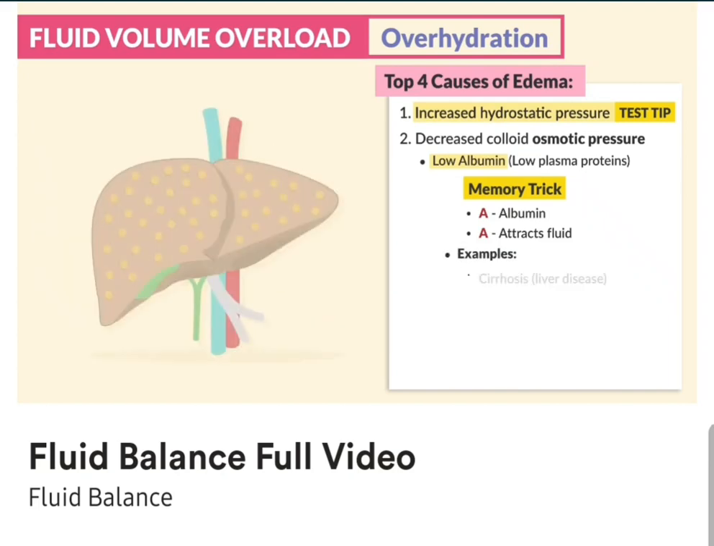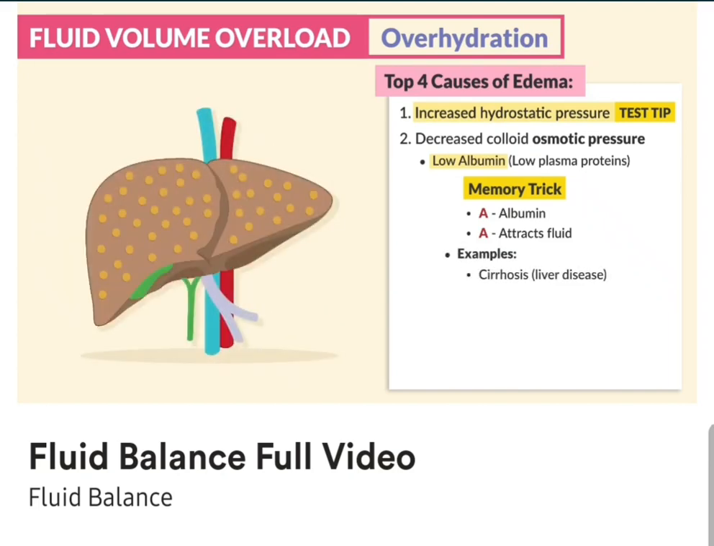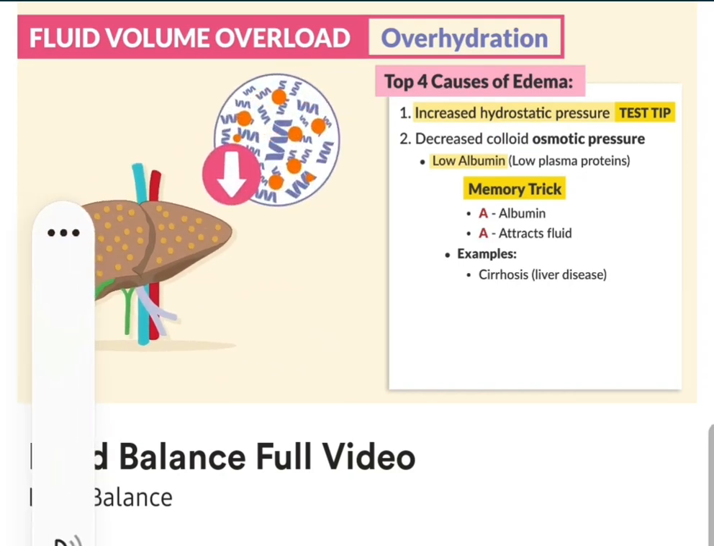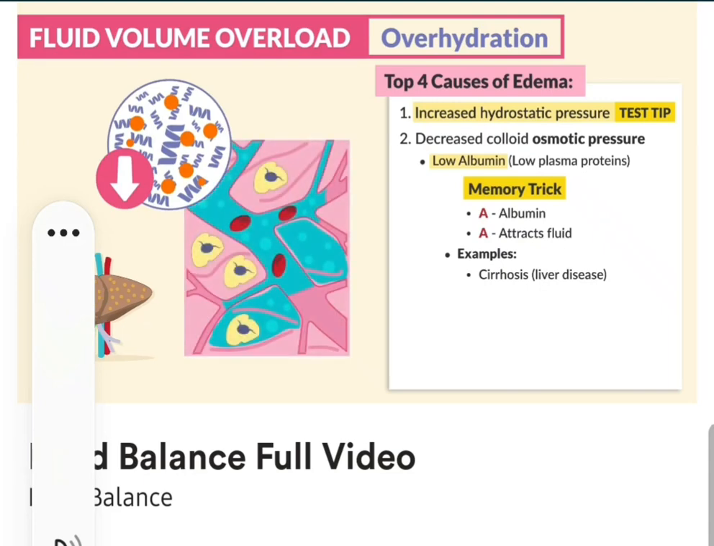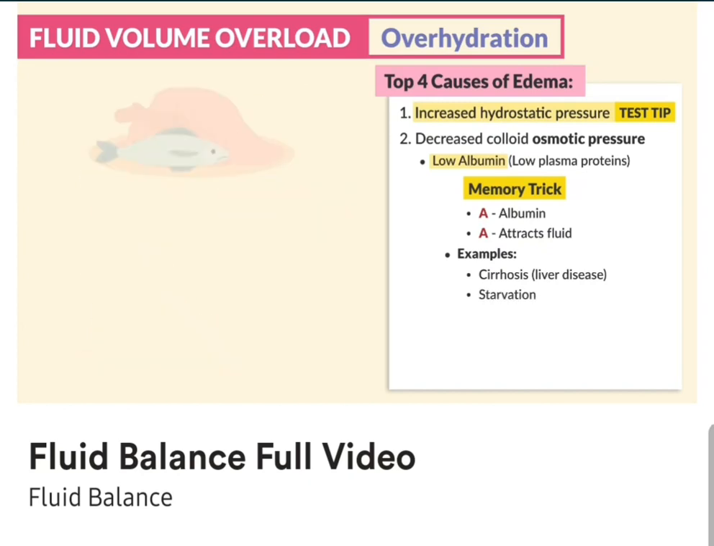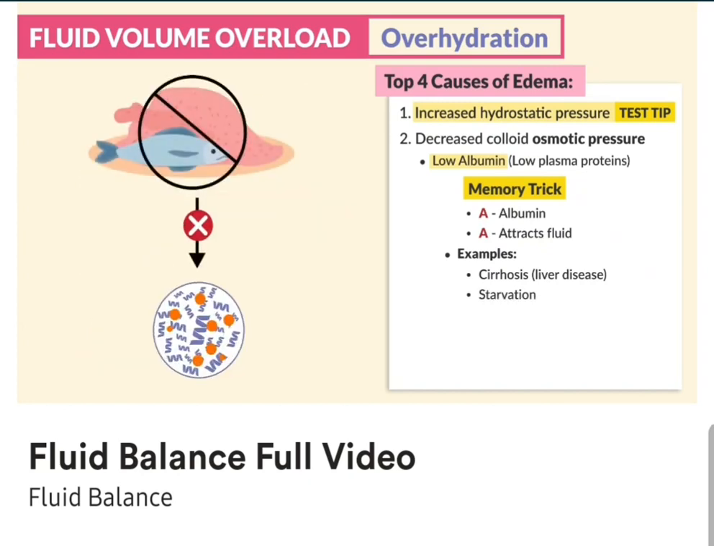So examples of this would be cirrhosis with liver disease clients. Since the liver makes albumin, liver disease results in decreased albumin, allowing fluid to leak out of those vessels and into the third spaces. Another cause for low albumin is starvation, since there's no building blocks of protein being consumed to produce albumin.